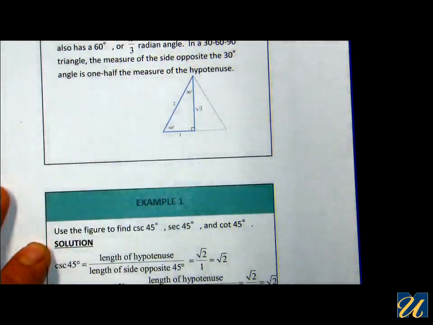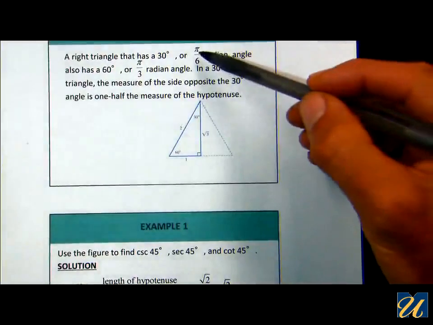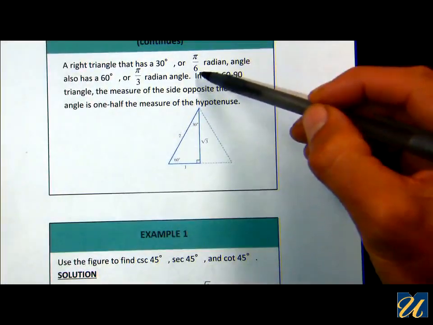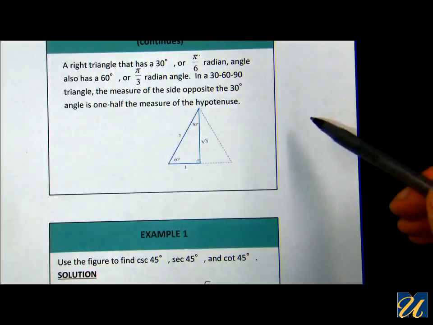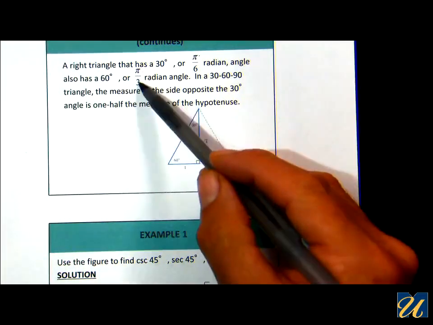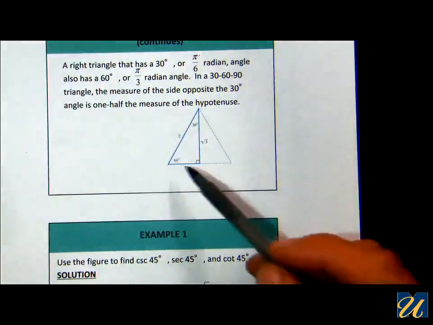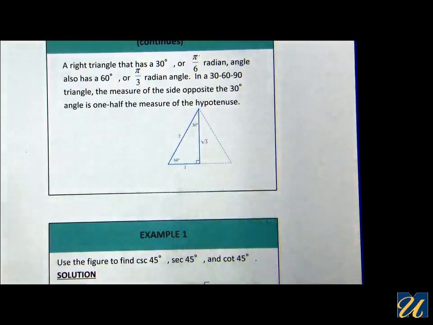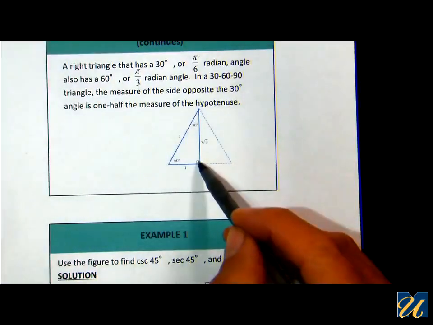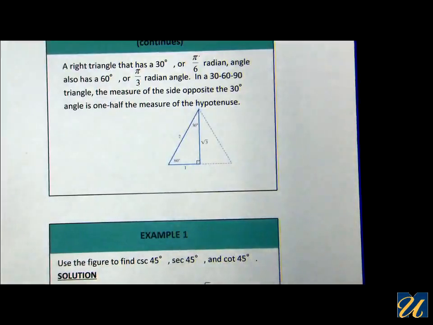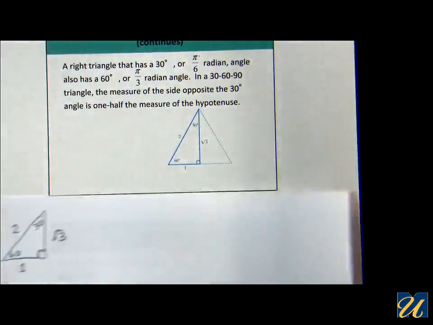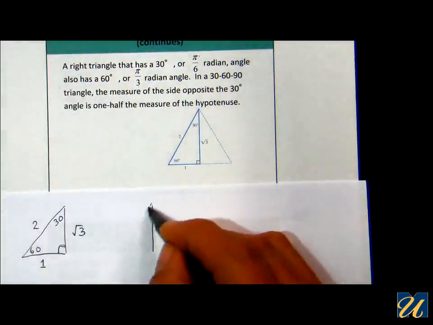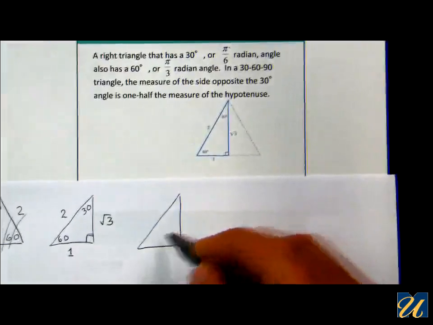Now, 30 degrees is a pi over 6 angle. Remember, think of pi as 180, so 180 divided by 6 is 30. And 60 degrees is pi over 3. 180 divided by 3 is 60. So we can look at this as the 30, 60, 90 triangle, or the pi over 6, pi over 3, pi over 2 triangle. And it's a very good idea to know the lengths of the sides of this triangle. Be careful that it depends upon which angle you call 30 and which one you call 60.